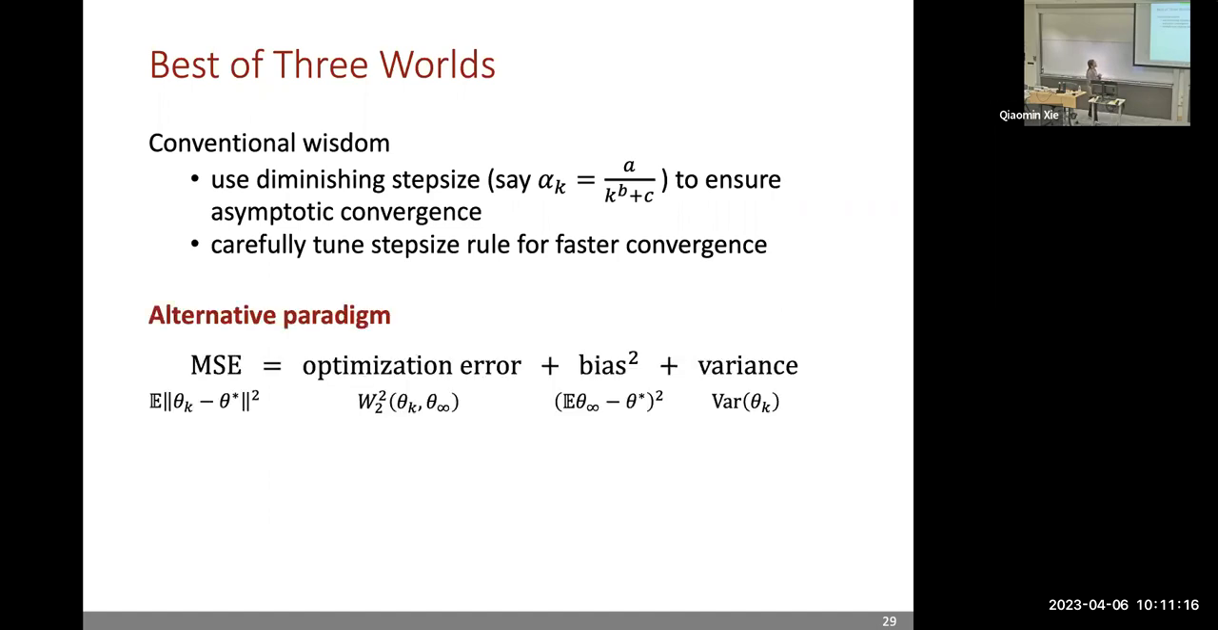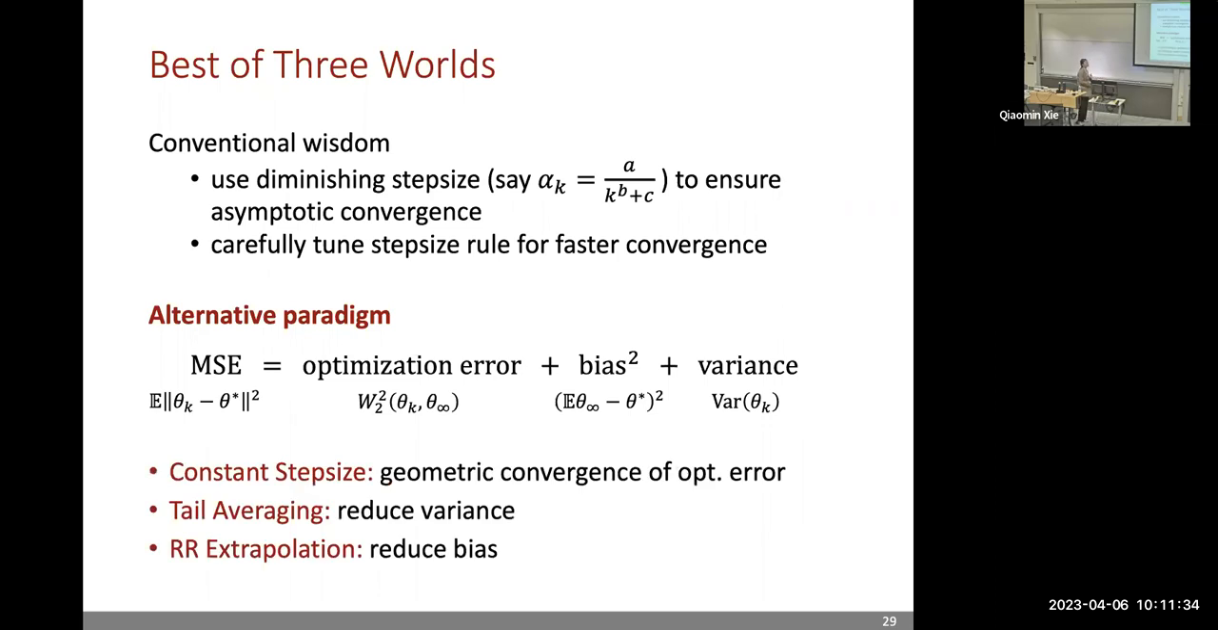And so our results suggest an alternative paradigm for choosing the step size. In particular, as we saw earlier, we can decompose the mean square error into 3 terms: the optimization error, the bias, and the variance. So for each term, we have tools to reduce the error.